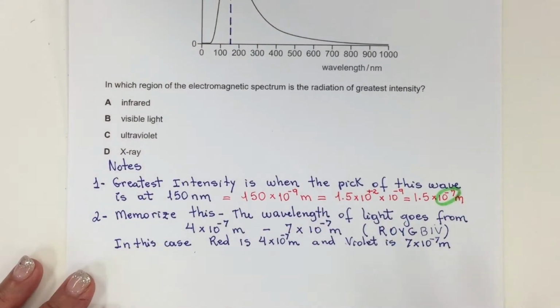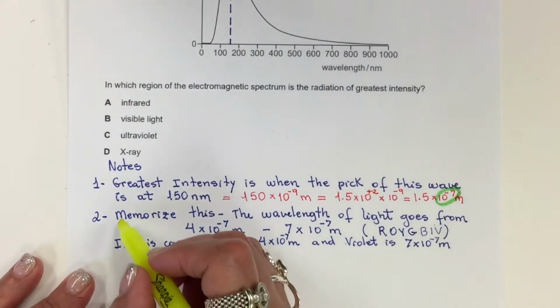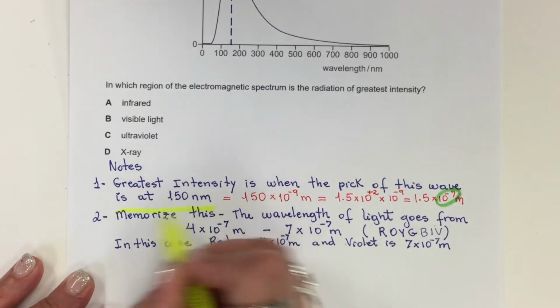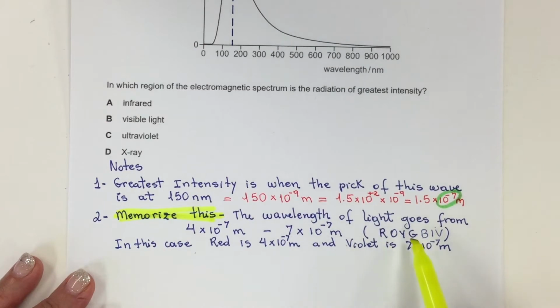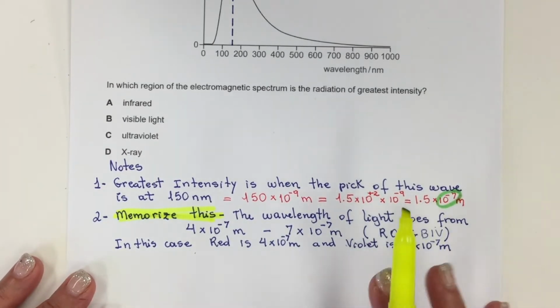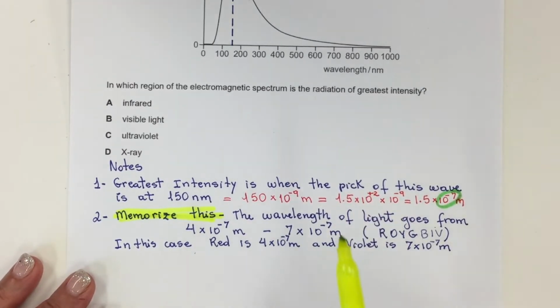Before moving forward with this problem, I want to ask you to memorize this. The wavelength of light goes from 4 times 10 to the minus 7 meter up to 7 times 10 to the minus 7 meter. One way that you can memorize is this: we work 4 to 7 days a week.